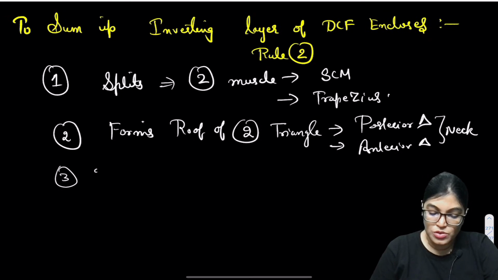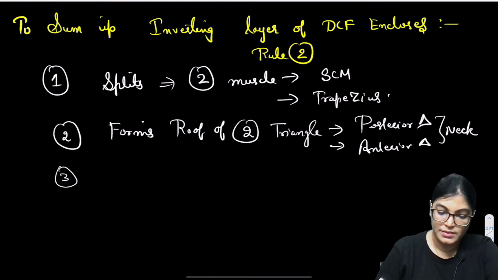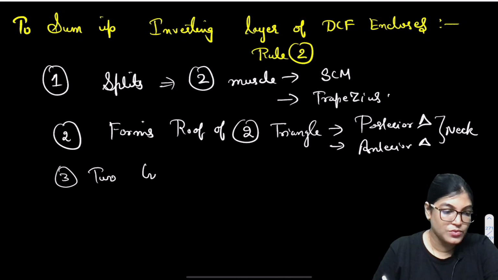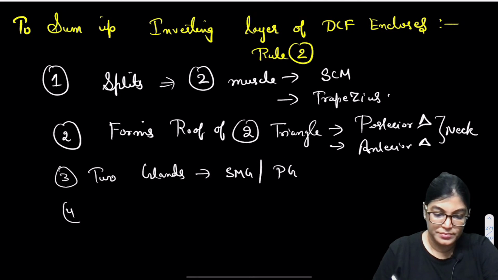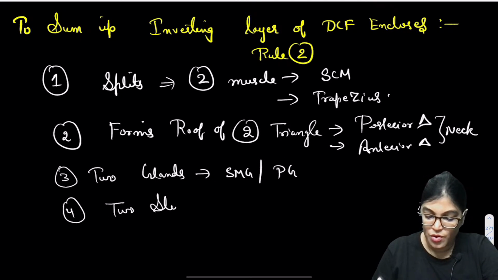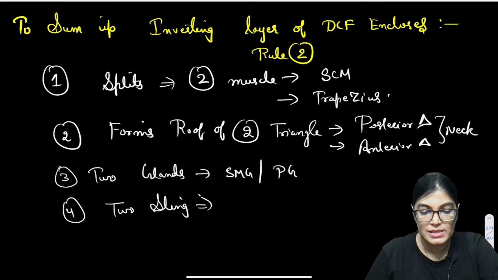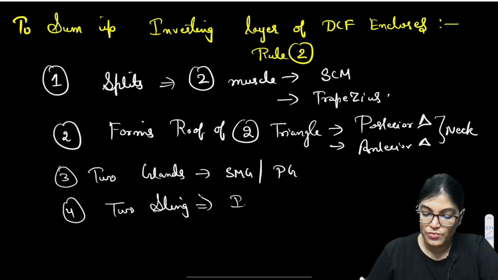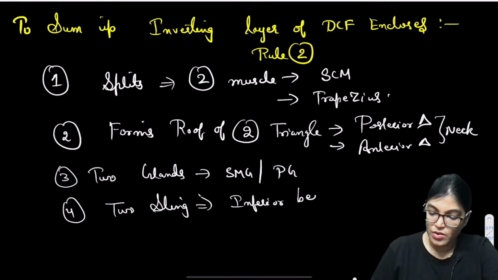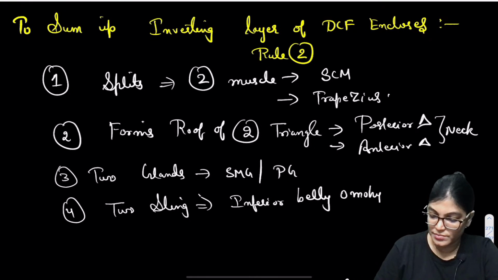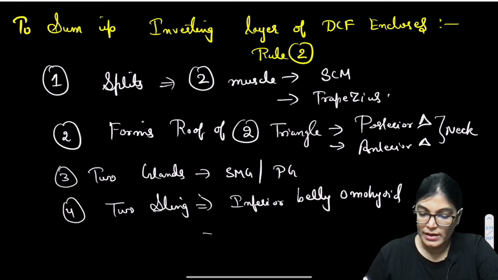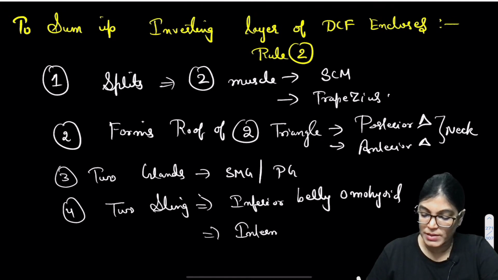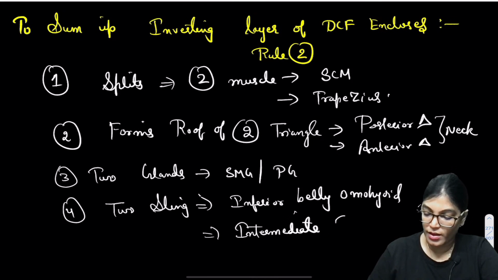It encloses two glands. What are the two glands enclosed? Submandibular gland and parotid gland. It also forms two slings. It forms a sling for the inferior belly of omohyoid, and also forms the intermediate tendon of the digastric muscle.